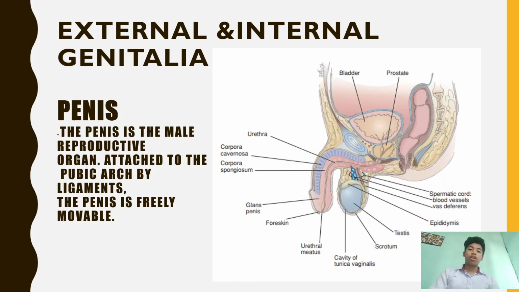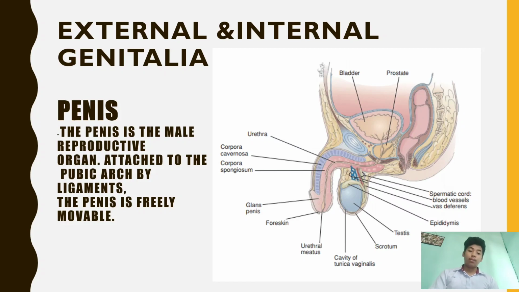Each testis is covered by a serous membrane called the tunica vaginalis, which separates the testes from the scrotal wall. The tunica vaginalis is double layered and lubricated to protect the testes from injury. The function of the testes is to produce spermatozoa and the male sex hormone called testosterone.